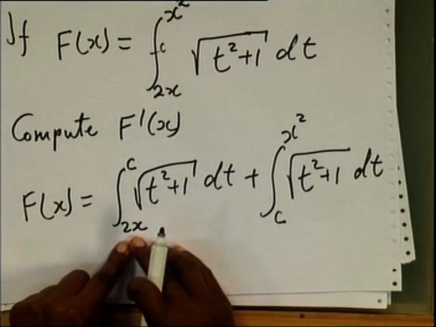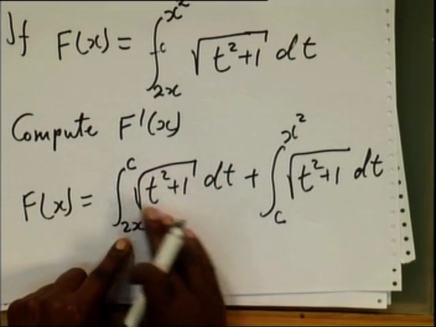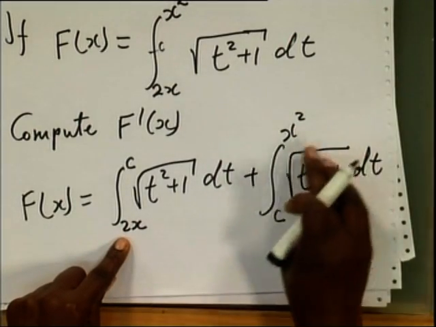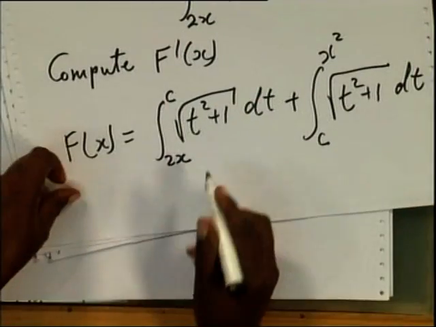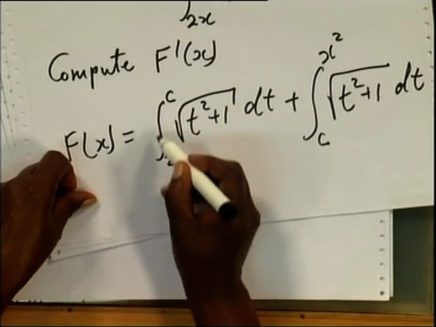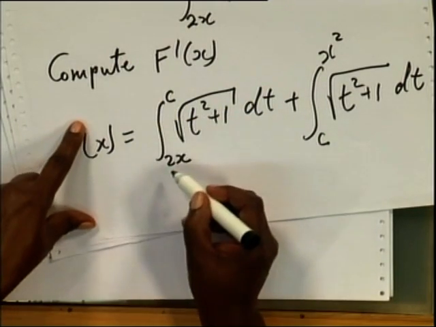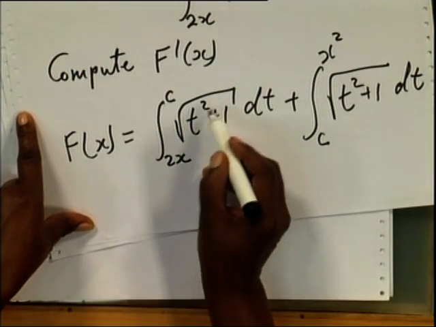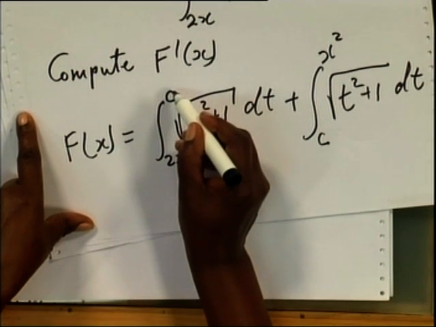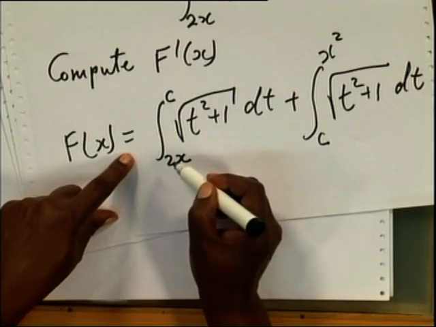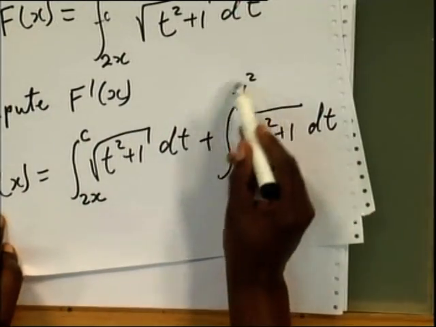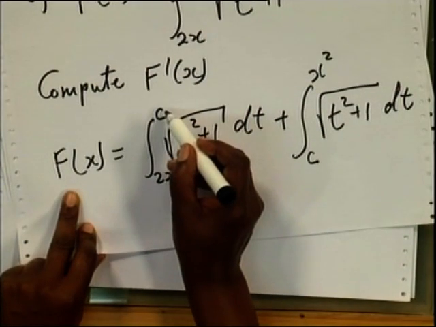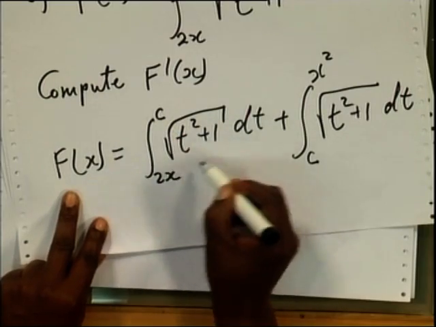Now I have an integral from a variable to a constant of this function with respect to t, and an integral from a constant to a variable of this function with respect to t. Here I cannot apply the fundamental theorem of calculus immediately. I have to put it in the standard form, because to apply the fundamental theorem of calculus part 2, the lower bound must be a constant and the upper bound must be a variable. Now how do I do this on this part? The second part is okay, I'm going from a constant to x squared. But here I have 2x at the bottom and the upper bound is a constant. So I have to put it in the standard form like the other.